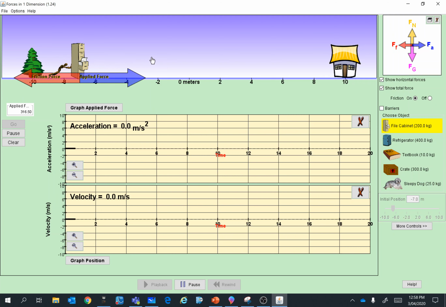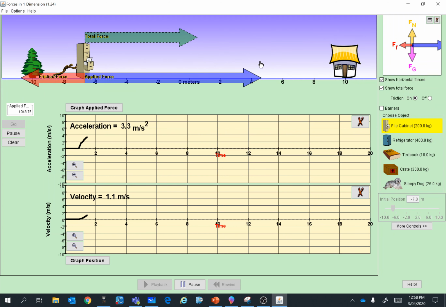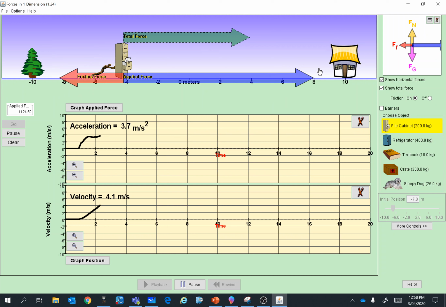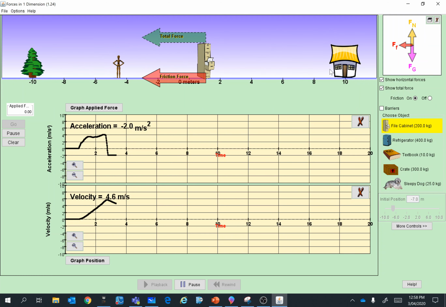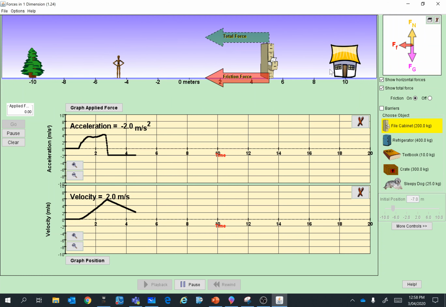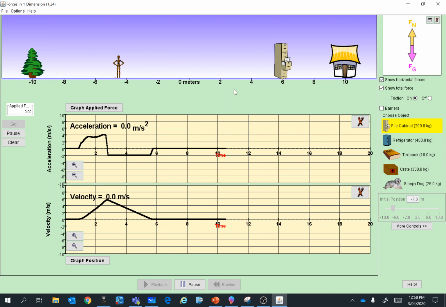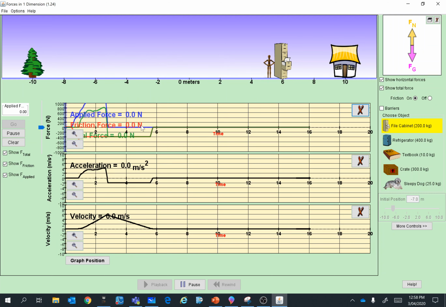So I'm going to push, and we have an acceleration, increasing velocity. Okay, I'll let go, and friction brings the object to a stop. So during this time we had deceleration, acceleration went into the negative, velocity decreased because we had friction acting in the opposite direction. Now that the filing cabinet has stopped, the acceleration is 0 because the applied force has returned to 0. The net force acting on the filing cabinet is now 0.